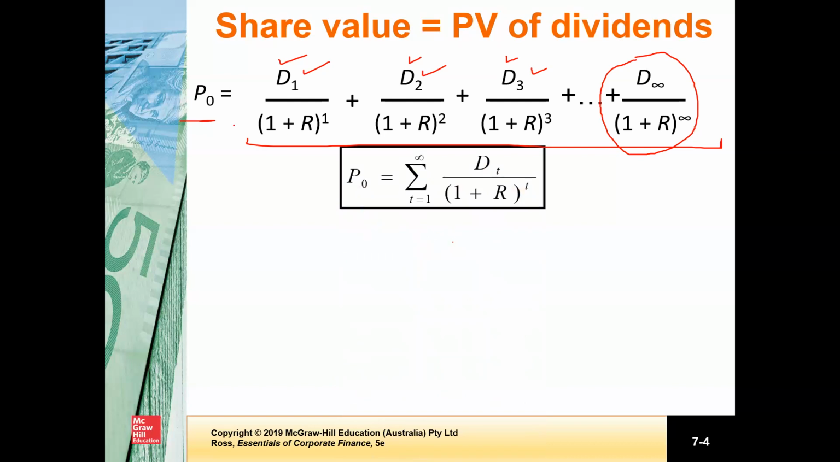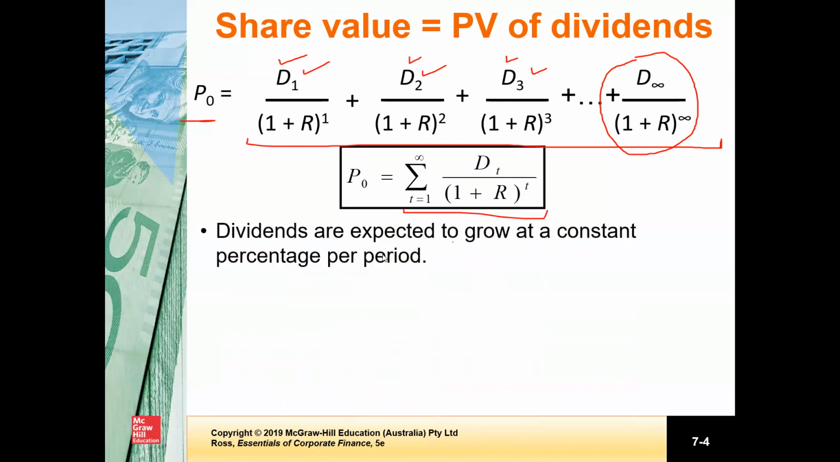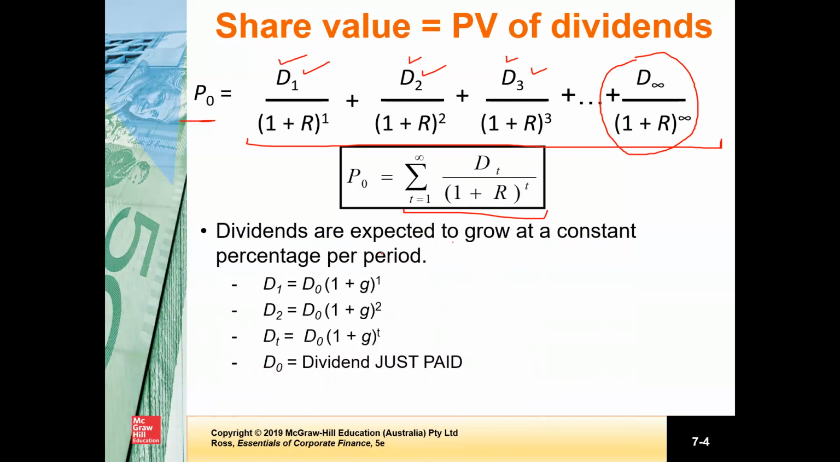To summarize this formula, the value of a stock should be the present value of all dividends. D1 essentially is the dividend that is expected to be received in year 1, then D2 in year 2, and D3 in year 3, and D0 is the dividend that was just paid. So D1 to DT are the expected dividends. Let's discuss in a bit more detail how we apply this valuation model.